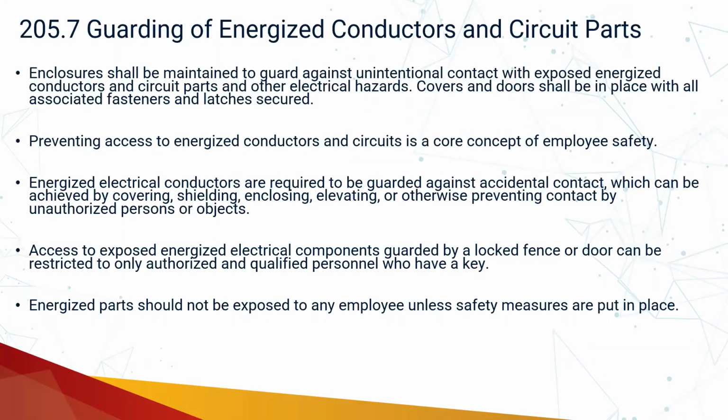205.7 is about guarding of energized conductors and circuit parts. So if the conductors are insulated, or if they are being guarded, so that there is no unintentional contact with exposed energized conductors or circuit parts, we need to make sure that those guards are always in place. They have not been removed by any other person. Those are there in order to provide protection to the employees who are working around those parts. So those need to be part of our maintenance program as well.